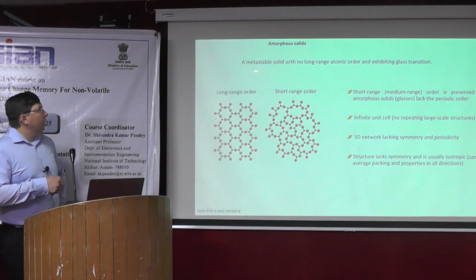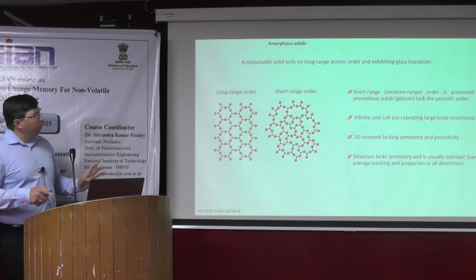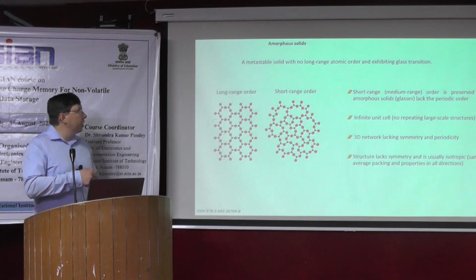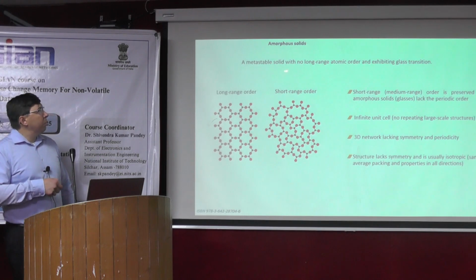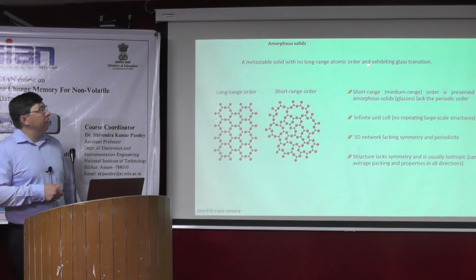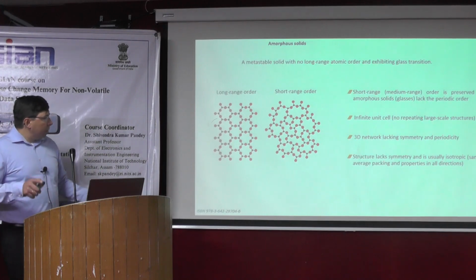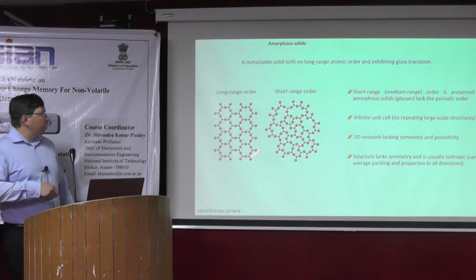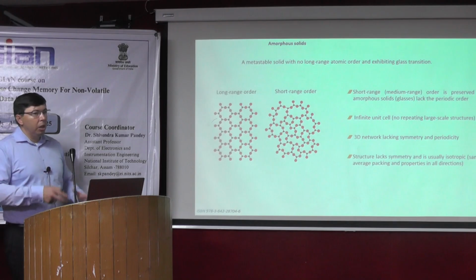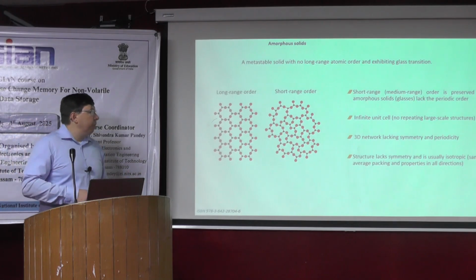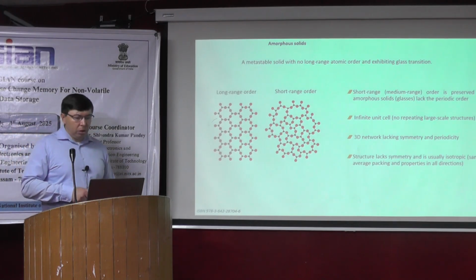materials. So amorphous, a more general definition: amorphous solids are metastable solids with no long-range atomic order, and they exhibit a glass transition temperature. Just for general understanding, this is a long-range order, this is the crystalline lattice, and here the long-range order is lost, then we have a short-range order, and this is the signature of the amorphous solids.